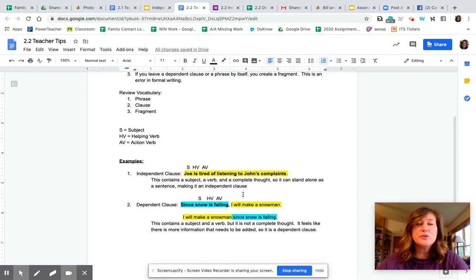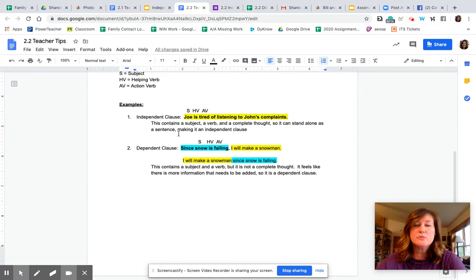Here is just the review vocabulary from last week: phrase, clause, fragment. So hopefully we've just gone over those. And here are some more examples in sentences. An independent clause has a subject and a verb. It makes sense by itself. It can stand alone as a sentence.